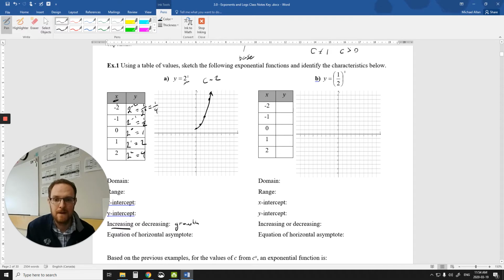Now, if we continue the pattern backwards into much larger negative exponents, say negative 10, you get 1 over 1024. If I go to negative 100 for my x values, I'm going to get a really small number. Let me punch that into my calculator.